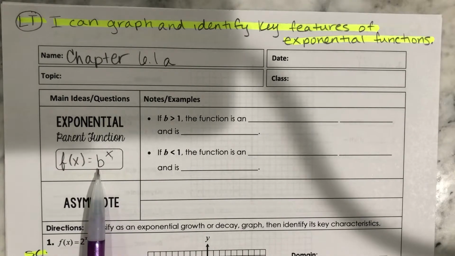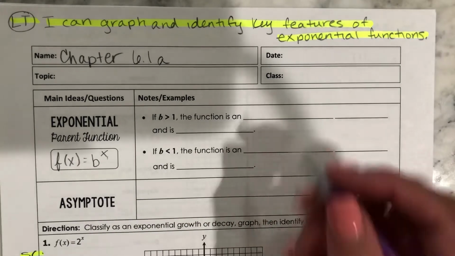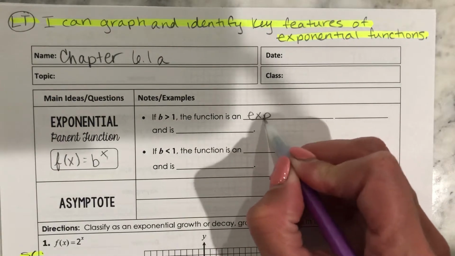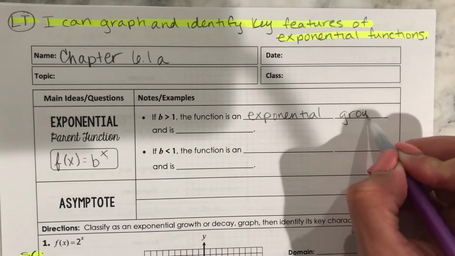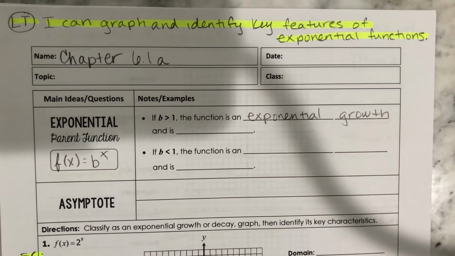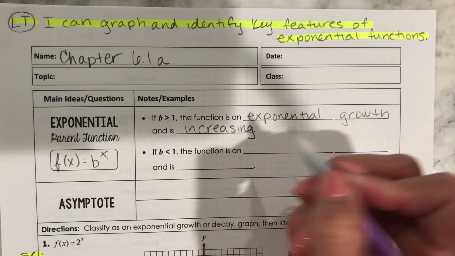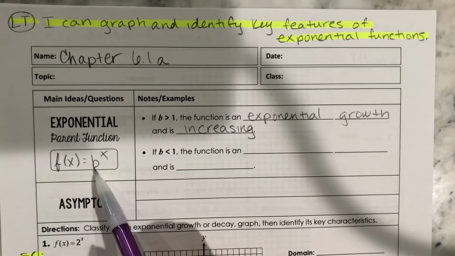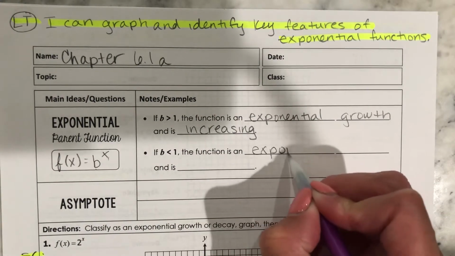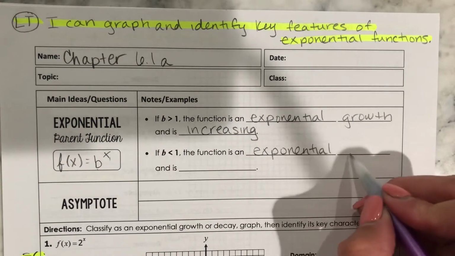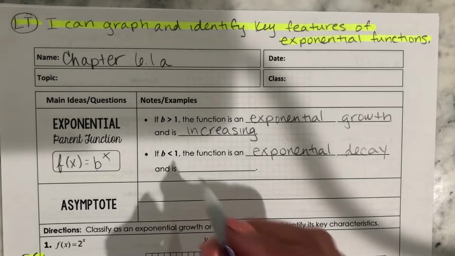So if this number b here is greater than 1, so any value greater than 1, then the function is an exponential growth, and that graph will be increasing. Now, if b is less than 1, then the function is an exponential decay, and it will be decreasing.